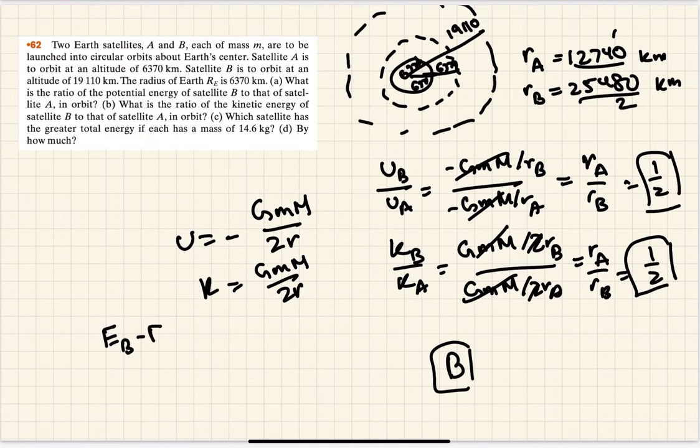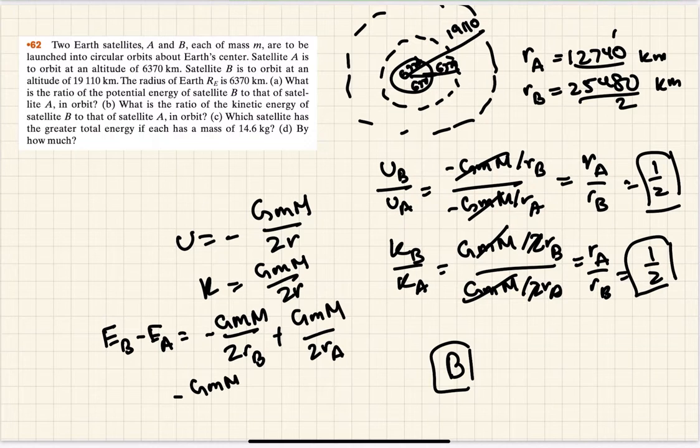Finally, part D, by how much? So you actually have to calculate the energy this time. So it's going to be EB minus EA. And we know the formula for the energy is negative GMm over 2R. And so that's just negative GMm over 2RB minus, plus technically, GMm over 2RA, which just becomes negative GMm over 2 times 1 over RB minus 1 over RA.